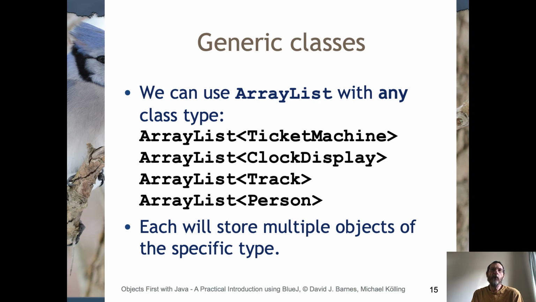We might be an organization that needs to know what the current time is at lots of different places around the world. So there's no reason why we shouldn't have an array list of clock display objects, each of which is storing the current time in London, in Paris, in Hong Kong, wherever that might be, and so on.